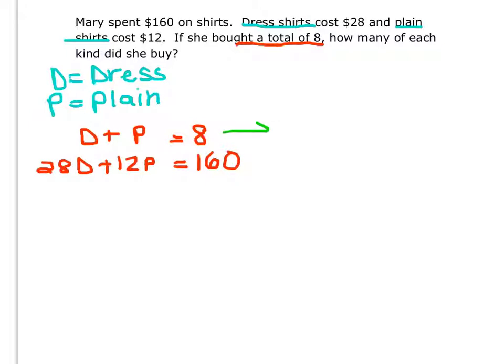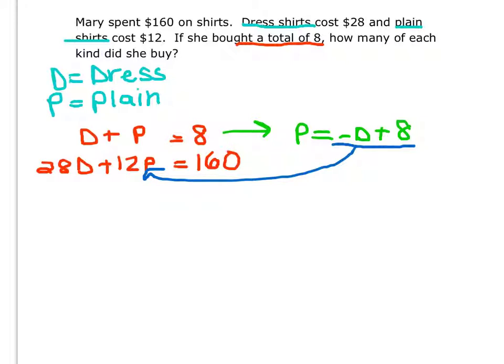Now we can see this first equation, we could solve for one of the variables very easily. So let's solve for P. So P equals negative D plus 8. Now we're going to take what P equals, and we're going to plug it into P for the second equation. So we have 28D plus 12 times our P, which was negative D plus 8, and that should equal 160.